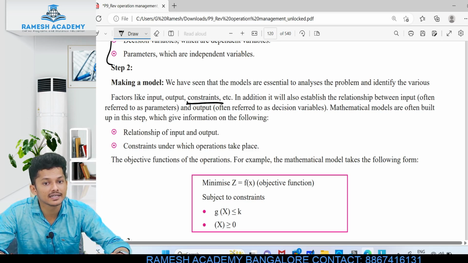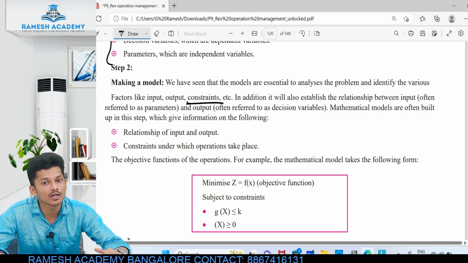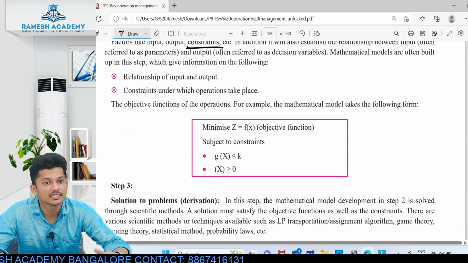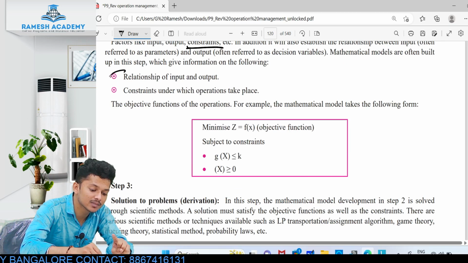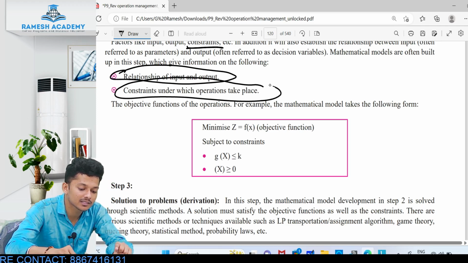In addition, it will also establish the relationship between input, often referred to as a parameter, and output, often referred to as a decision variable. And mathematical models are often built up in this step, which give information on the following. See, relationship of input and output. Mainly what we are finding is the relationship of input and output, and the constraints under which the operation takes place.